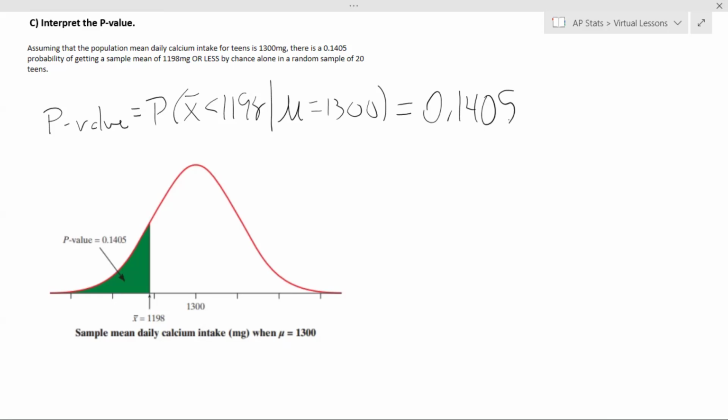Okay, so if we look at the graph here, this is a one-sided test. And if the true mean is 1,300, we got a result of 1,198. And so the probability of getting something 1,198 or less is 0.1405. And we would say that's not statistically significant. So that's basically plausible that that could happen if the true mean were still 1,300.